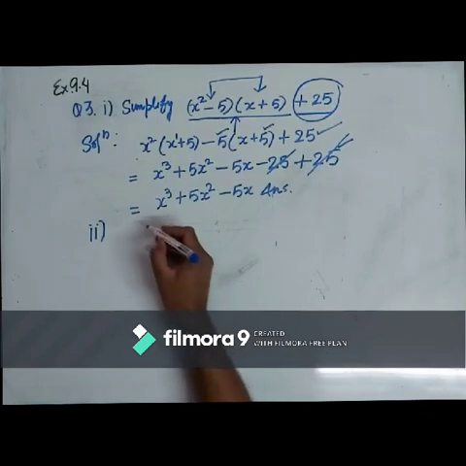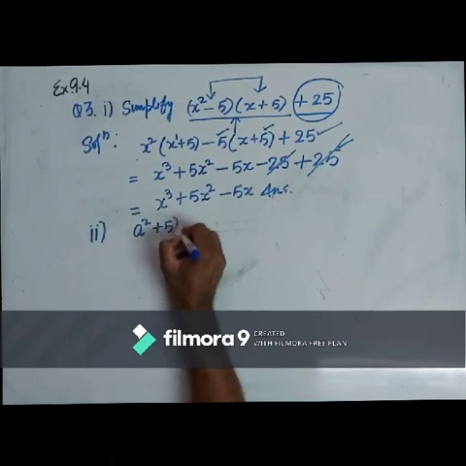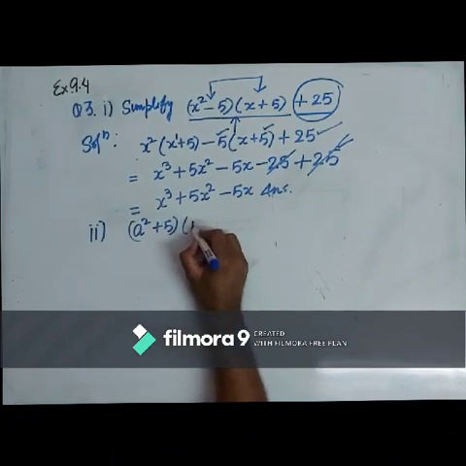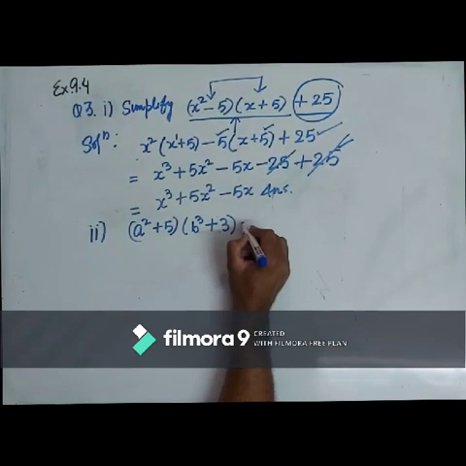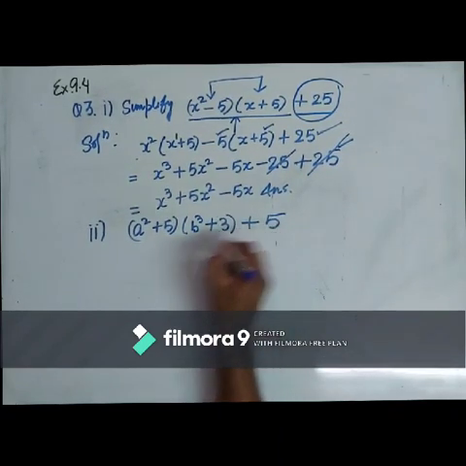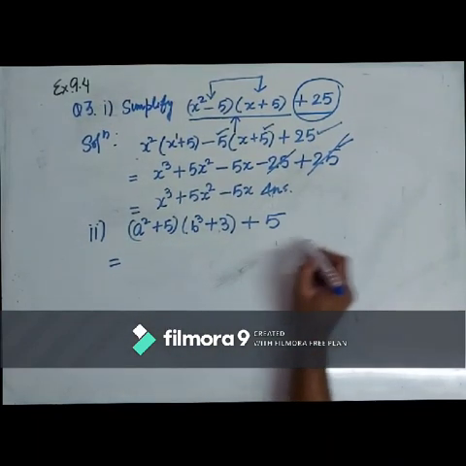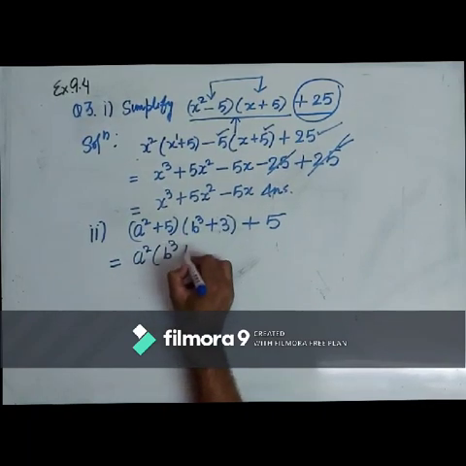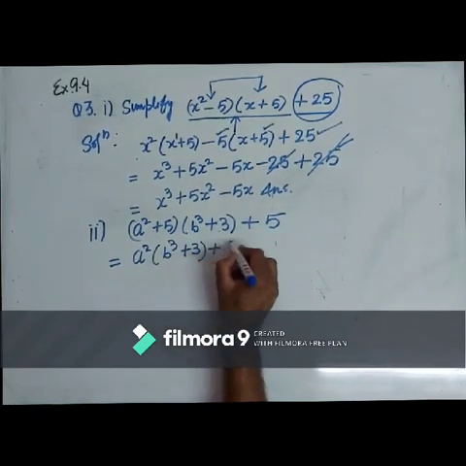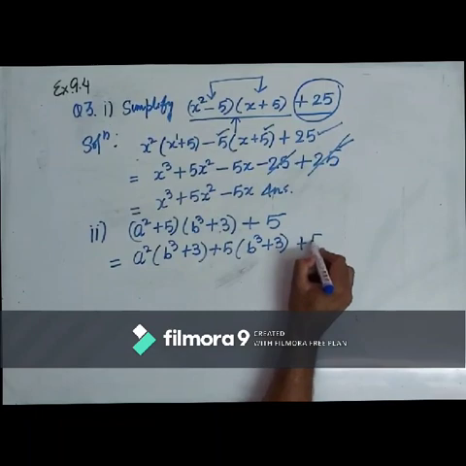Part number 2 says a square plus 5 into b cube plus 3 plus 5. So by doing the binomial into binomial and putting this 5 as it is, we will be having a square into b cube plus 3 plus 5 into b cube plus 3 again plus 5.